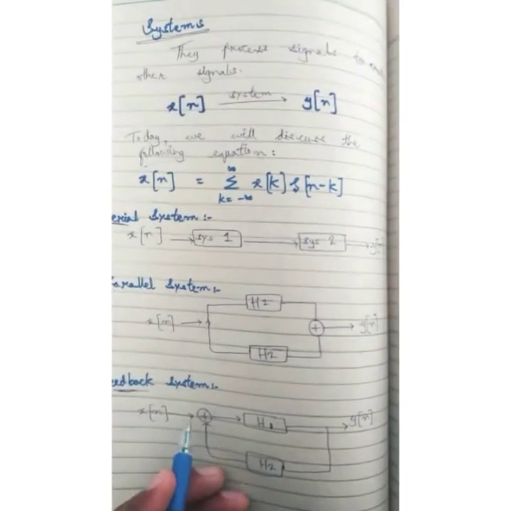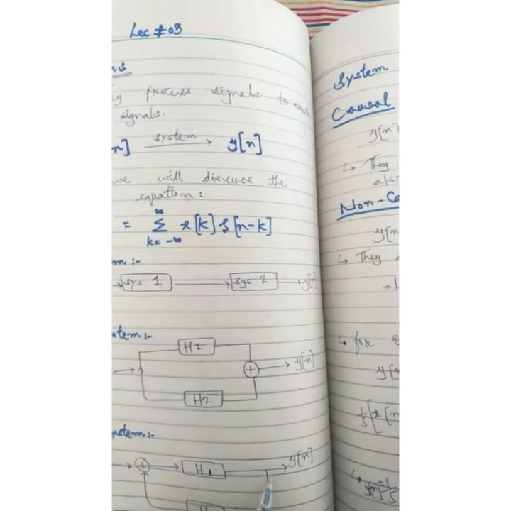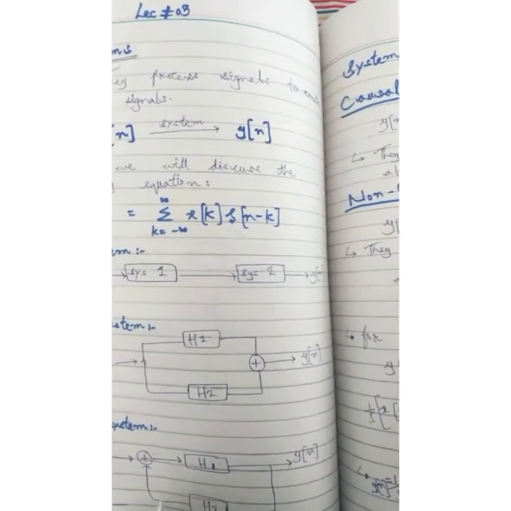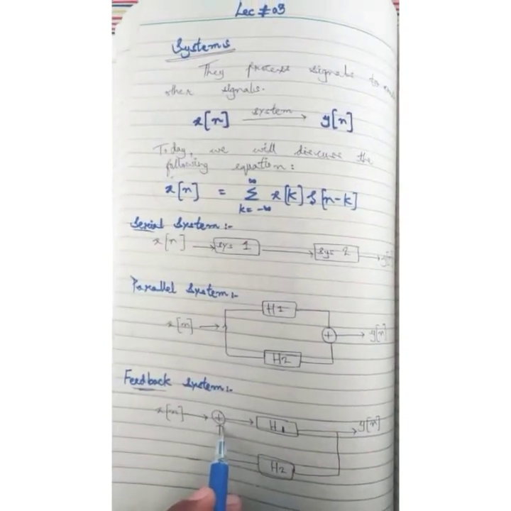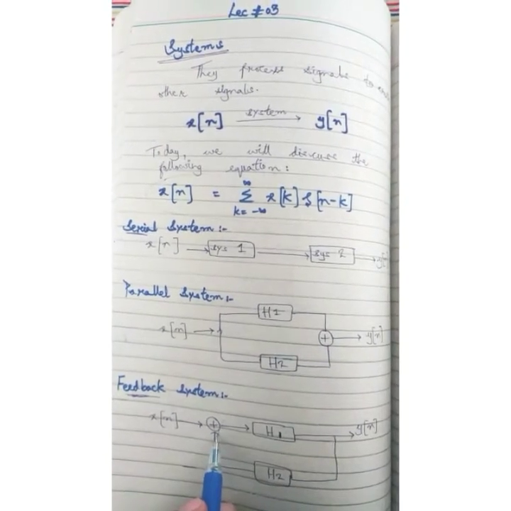इसमें आप देख सकते हैं x of n, it is passed through a system and to obtain the output y of n, and the part of output is again fed back into the input. तो ये हो गया आपके three types of systems: serial system, parallel system and the feedback system.